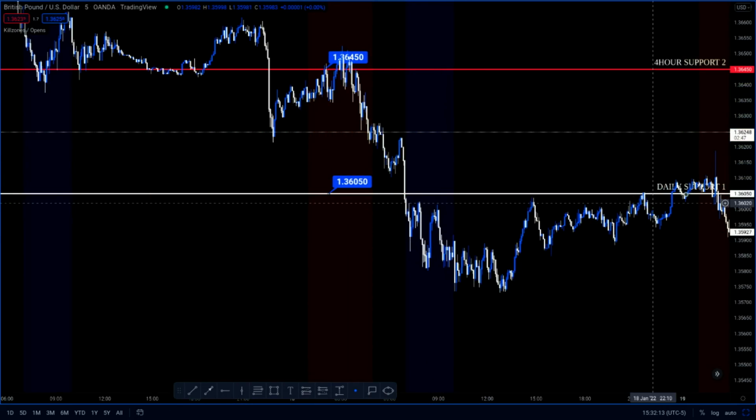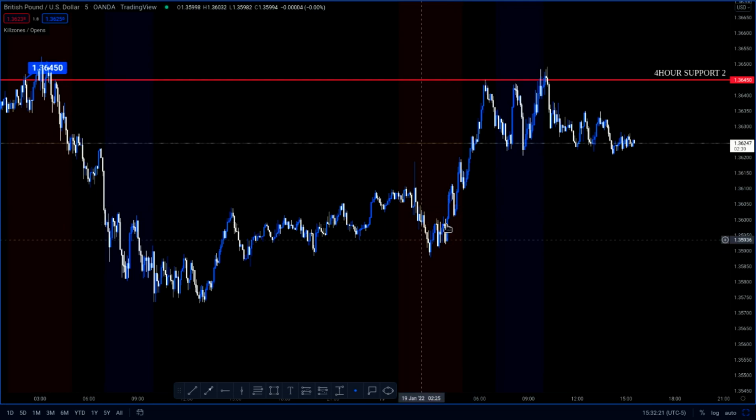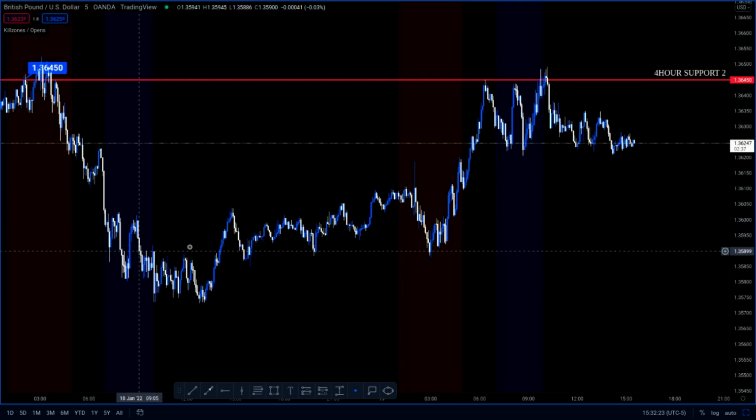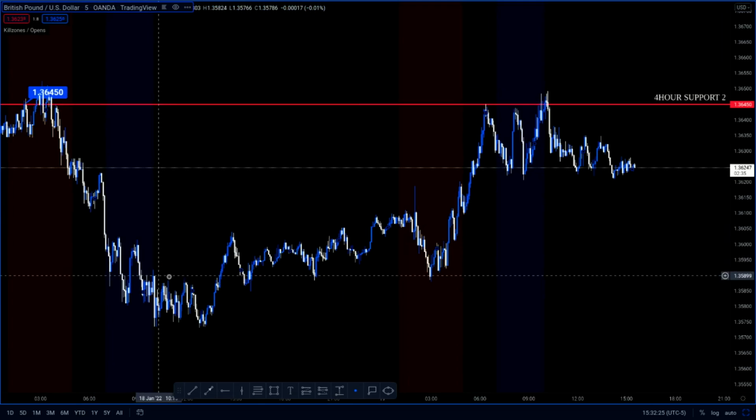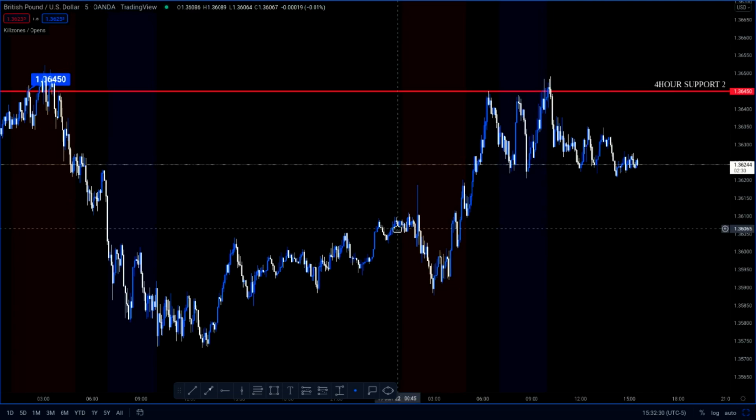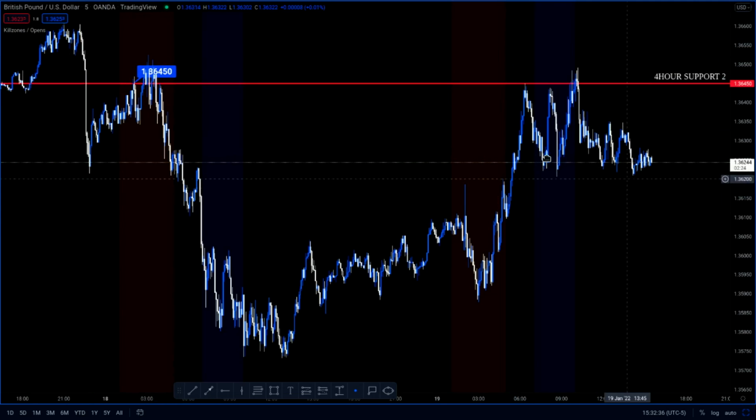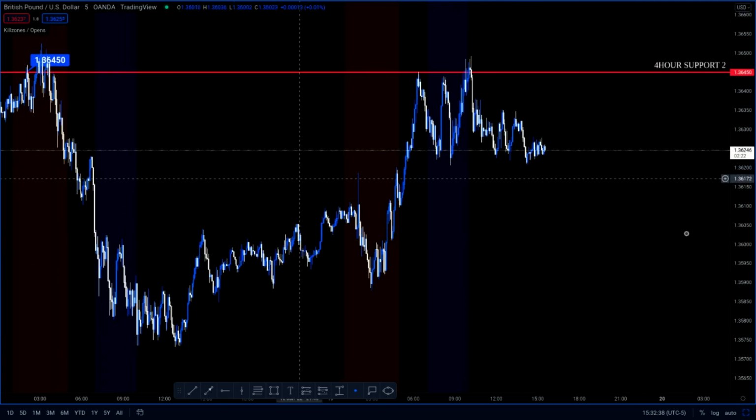So daily support did not hold price, it broke through. So this level is no longer valid now, since it does not want to support price, so we'll just disregard that. Price is right now trading at support 2, which is now the resistance, since it was broken and it has tested twice now. So I'm still looking for down prices if dollar wants to go above.